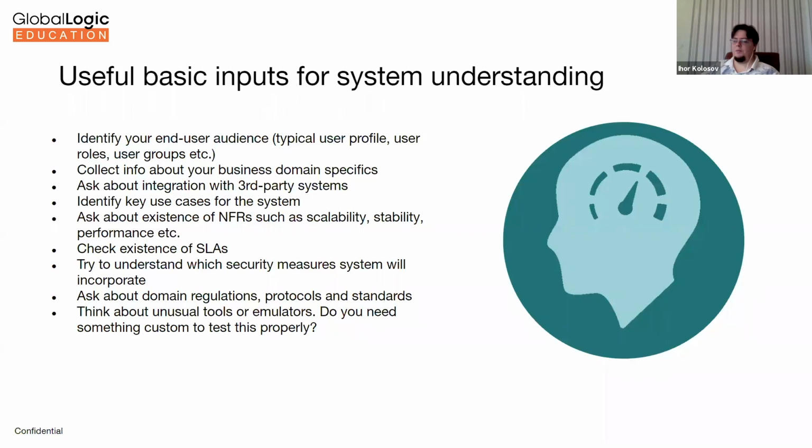And going forward, it is always helpful to identify key use cases of the system from the start. Not really detailed or fully detailed scenarios, but at least some key usage scenarios, some key use cases, right? It is a good idea to ask about the existence of non-functional requirements, even if you are not a performance engineer, and check the existence of service level agreements.